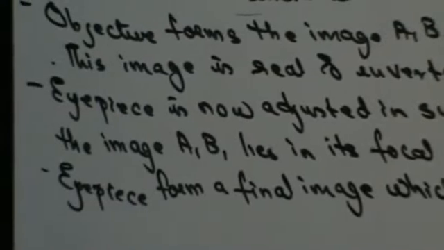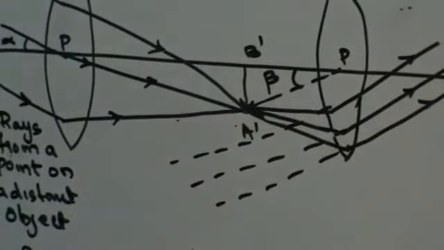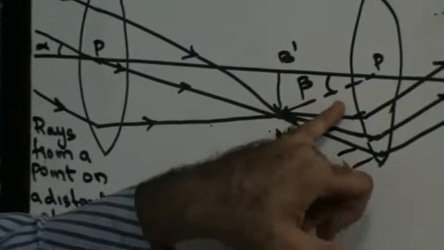Now, what will be the magnifying power of the telescope? The magnifying power of the telescope in normal adjustment is defined as the ratio of the angle subtended by the final image, that is beta, at the eye seen through the telescope to the angle subtended by the object at the unaided eye when both the images are at infinity. So it is nothing but alpha. So it is nothing but your ratio of beta to alpha. So let's write this definition down.